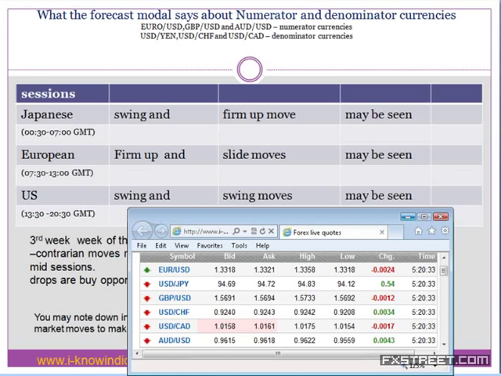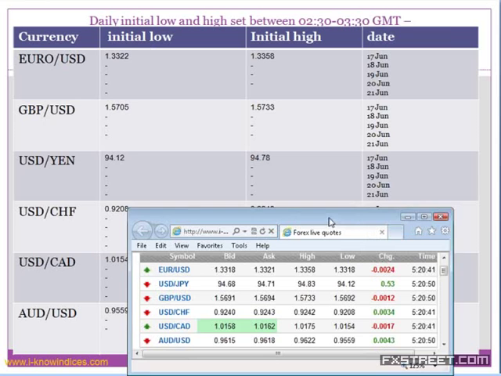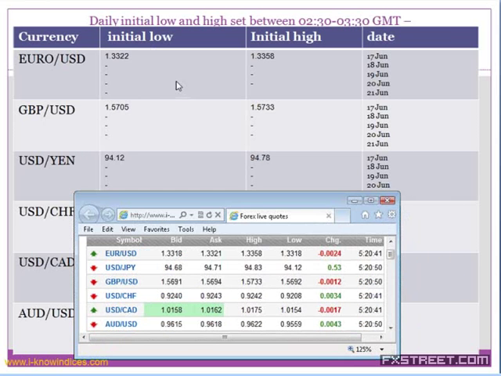So in reading their mind, we go in for the market reading technique, because we need to understand what type of move they are going to make in the market. Then accordingly, we try to take positions. Now let us compare the initial lows and highs with the current highs and lows in the market.